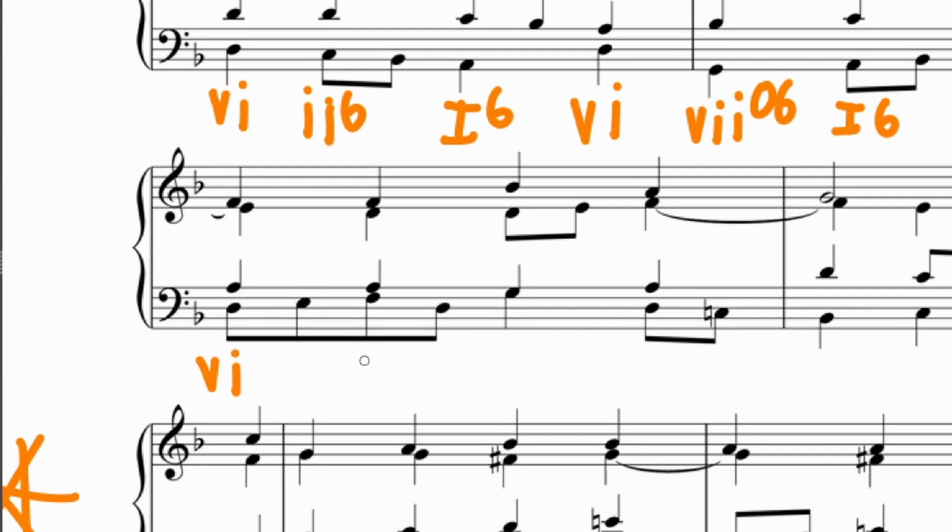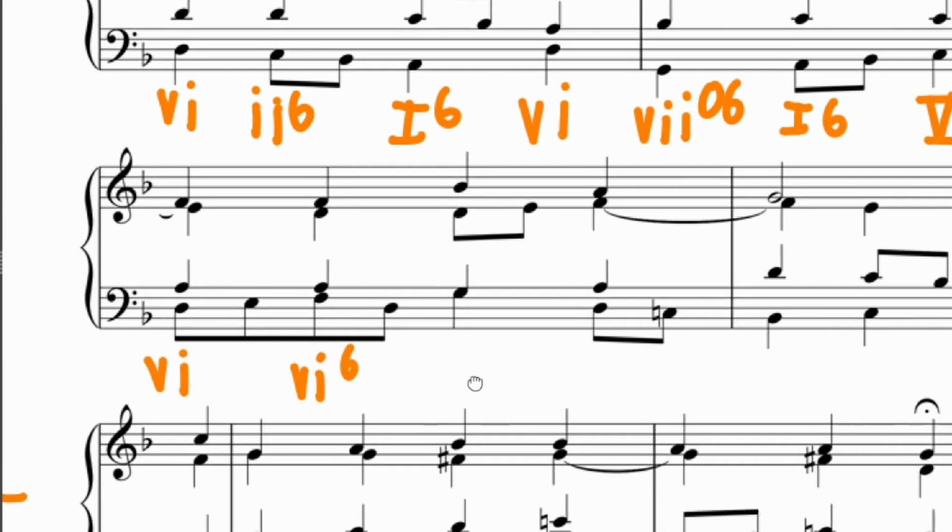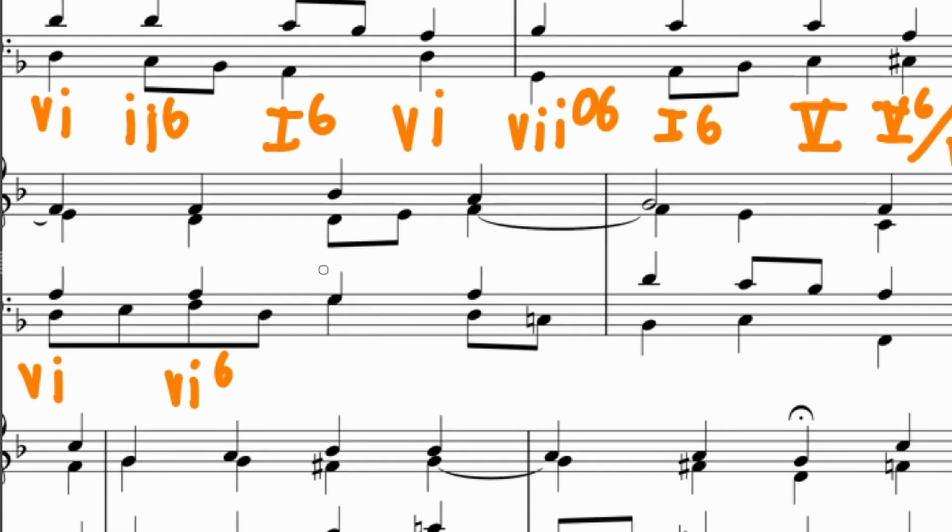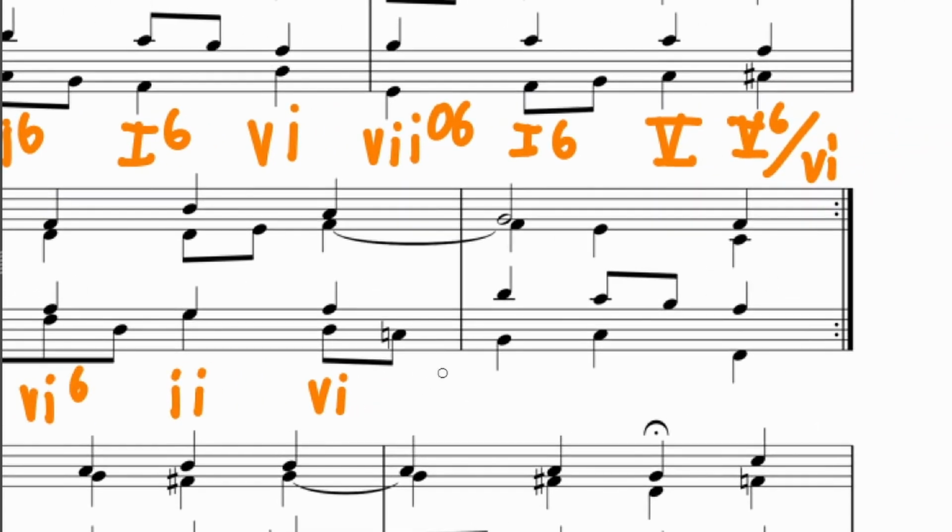Then here we have the exact same chord. Okay, but now we're just inverted, so there we go. Boom, perfect. And here we have this is 2. Back to 6. G.